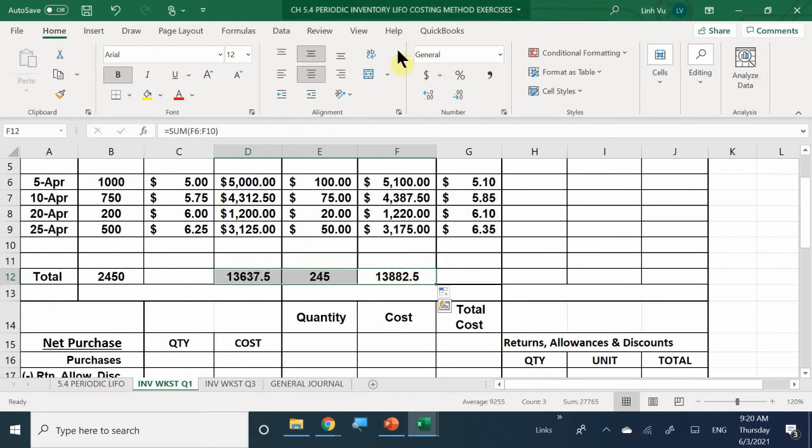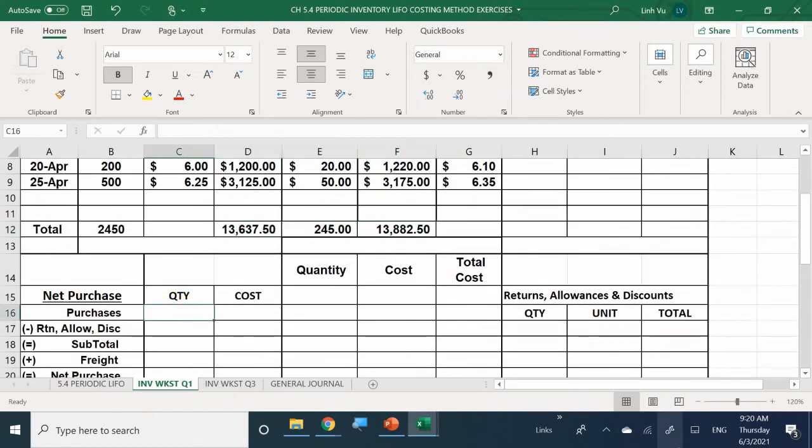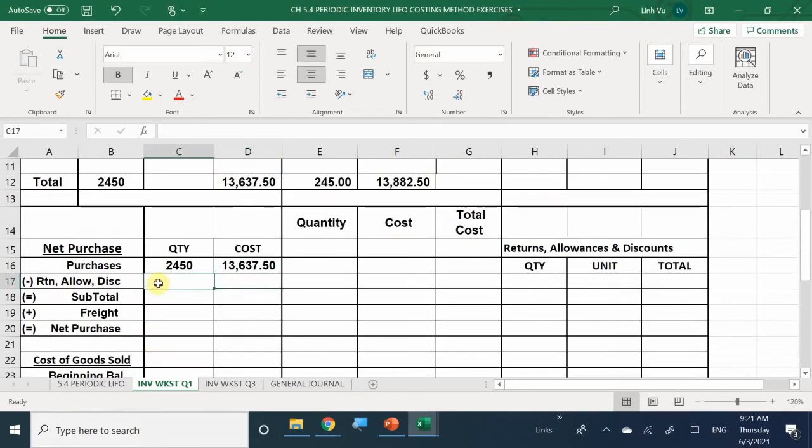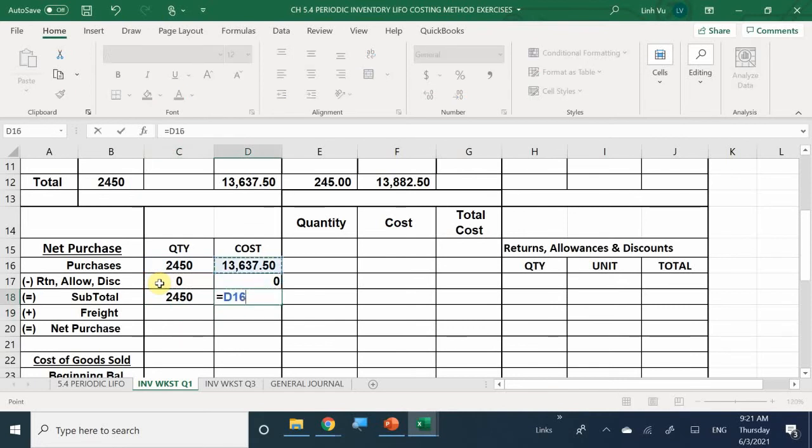$13,882.50. Okay. So once again, these numbers are very important to help us solve for our net purchases. I know that I purchased a total of 2,450 units, and I know that it cost me $13.75, $637.50. All right. We don't have any purchase returns or allowances. So therefore, when we subtract out these numbers, my subtotal is going to be the exact same.